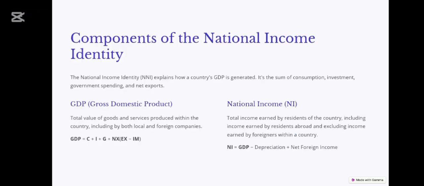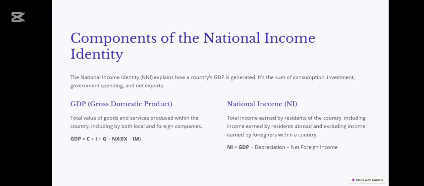I want to say that national income identity is how we measure the total value of goods and services produced in an economy. We call it GDP, which means gross domestic product. The formula is GDP equals C plus I plus G plus EX minus IM. Let me explain what these letters mean.